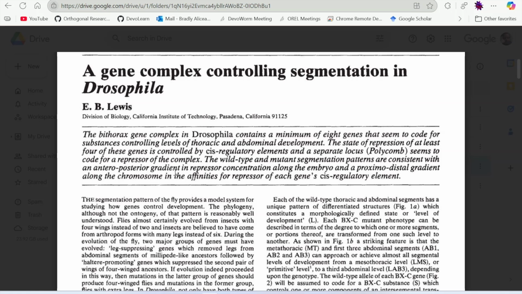So the abstract of this is that the bithorax gene complex in Drosophila, and bithorax means that it's two thoraxes, so the thorax gets expressed twice, contains a minimum of 8 genes that seems to code for substances controlling levels of thoracic and abdominal development. So this is where they have these segments in the thoracic and abdominal area of the insect. The state of repression of at least 4 of these genes is controlled by cis-regulatory elements and a separate locus called Polycomb, which seems to code for a repressor of the complex.